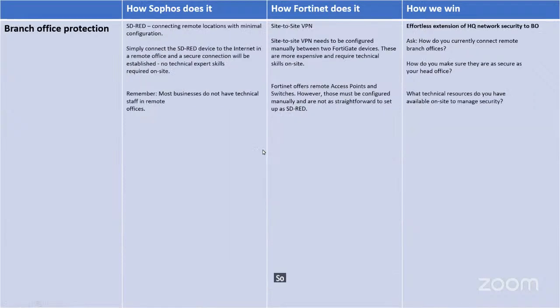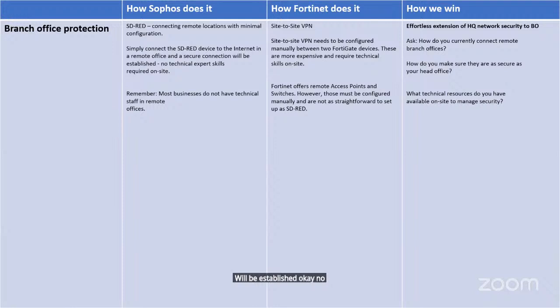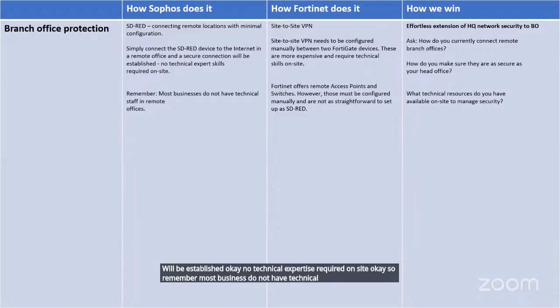Branch office protection: how does Sophos do it, and how does FortiGate do it? There is the SD-RED, dedicated hardware connecting your remote location with minimal configuration. You just plug and play if you want to connect your small branch office. Simply connect the SD-RED device to the internet and a secure connection to the remote office will be established. No technical expertise is required on site. Remember, most businesses do not have technical staff in the remote office. In that case, RED would be the best appliance to connect your small office with your head office.